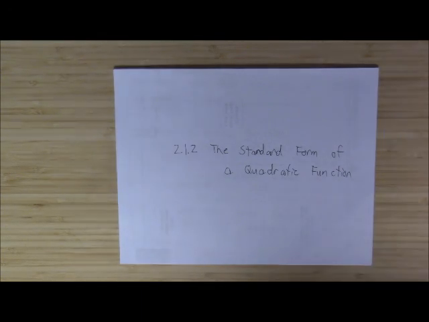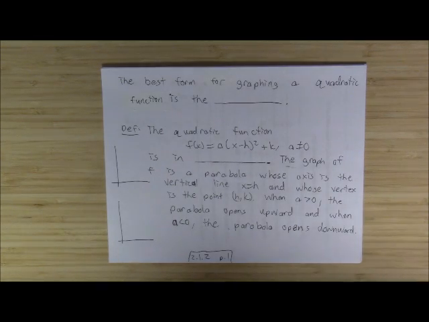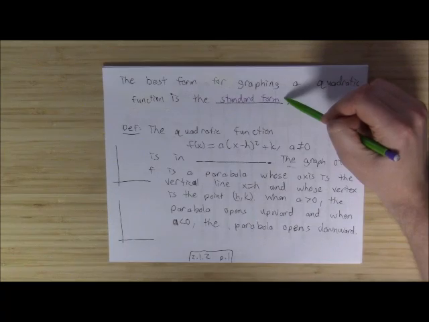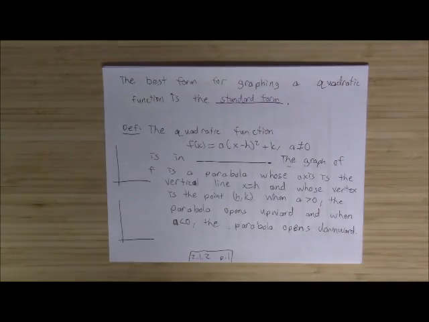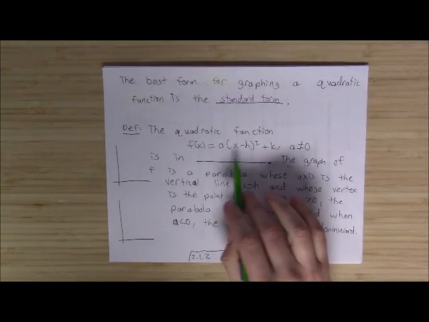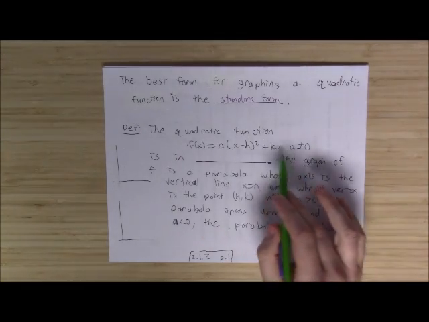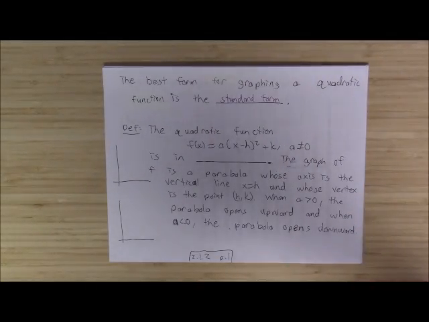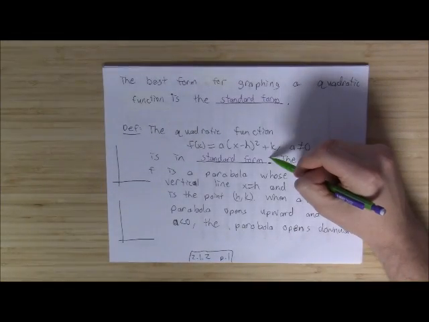In this video, we'll be talking about the standard form of a quadratic function. The best form by far for graphing a quadratic function is standard form. So as a definition, the quadratic function f of x equals a times (x minus h) in parentheses squared plus k, with a not equal to 0, is in standard form.